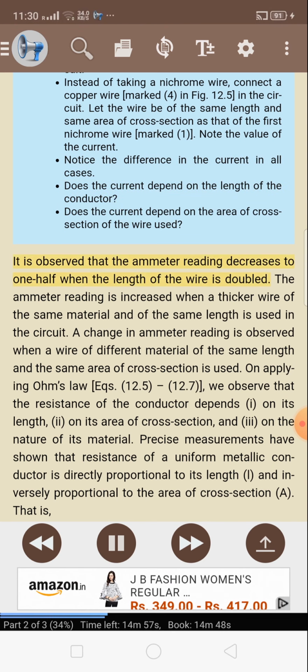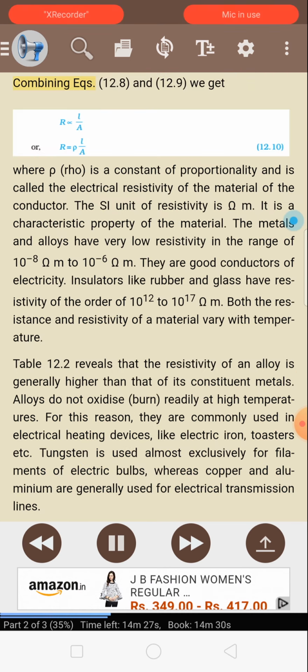On applying Ohm's law, Eqs. 12.5, 12.7, we observe that the resistance of the conductor depends (i) on its length, (ii) on its area of cross-section, and (iii) on the nature of its material. Precise measurements have shown the resistance of a uniform metallic conductor is directly proportional to its length L and inversely proportional to the area of cross-section A. That is, combining Eqs. 12.8 and 12.9 we get R = ρL/A, where rho is a constant of proportionality and is called the electrical resistivity of the material of the conductor.